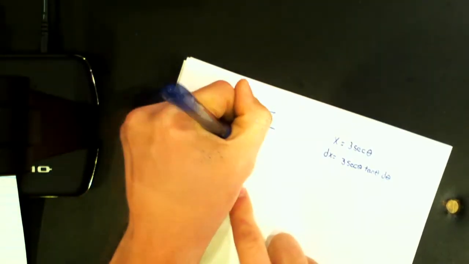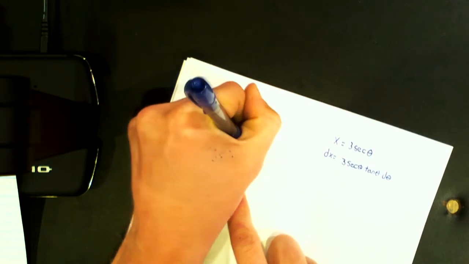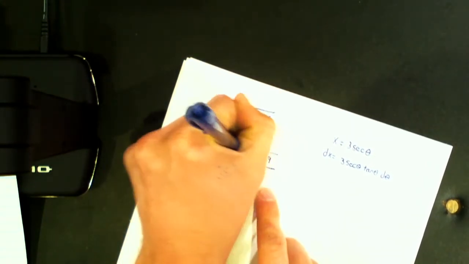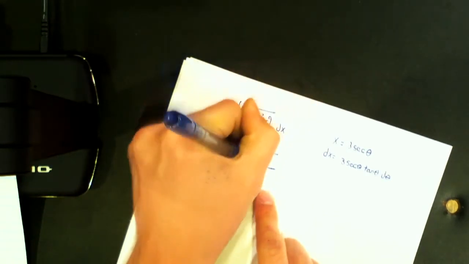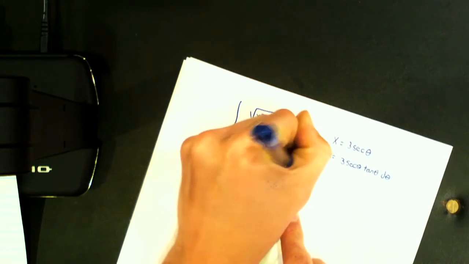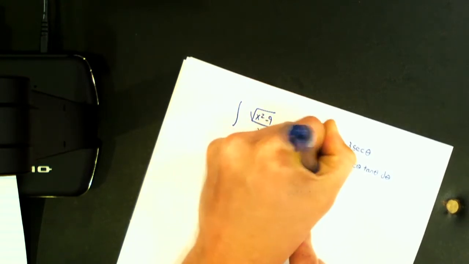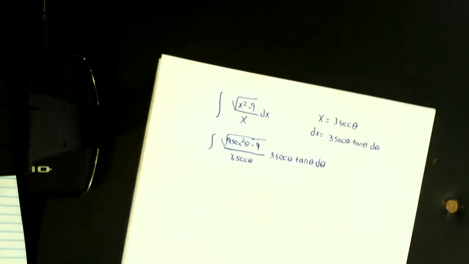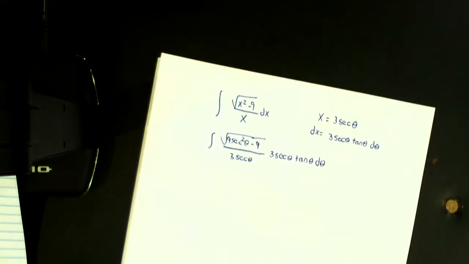Substituting in, we get 9 secant squared theta minus 9 over 3 secant theta times 3 secant theta tan theta d theta. Okay. So what would we like to do here?